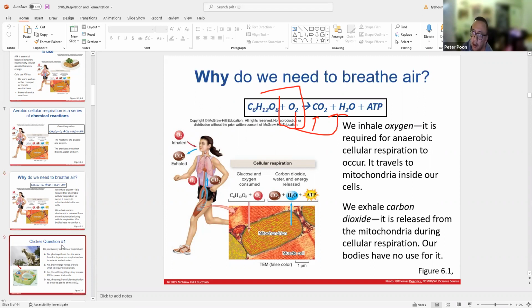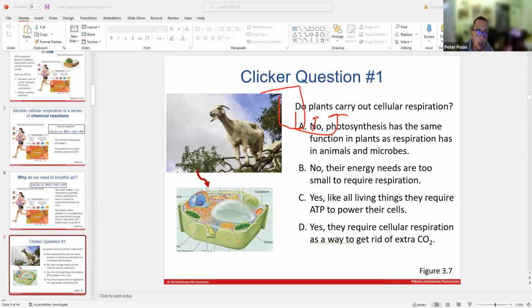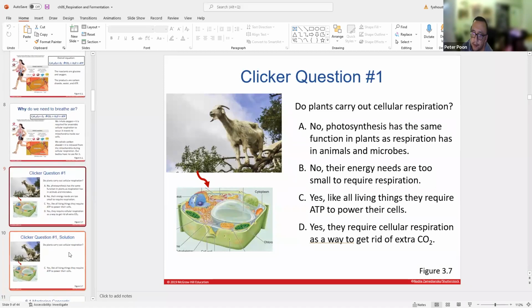Question number 1. Do plants carry out cellular respiration? And the answer is yes. Like all those things, they require ATP to power their cells.